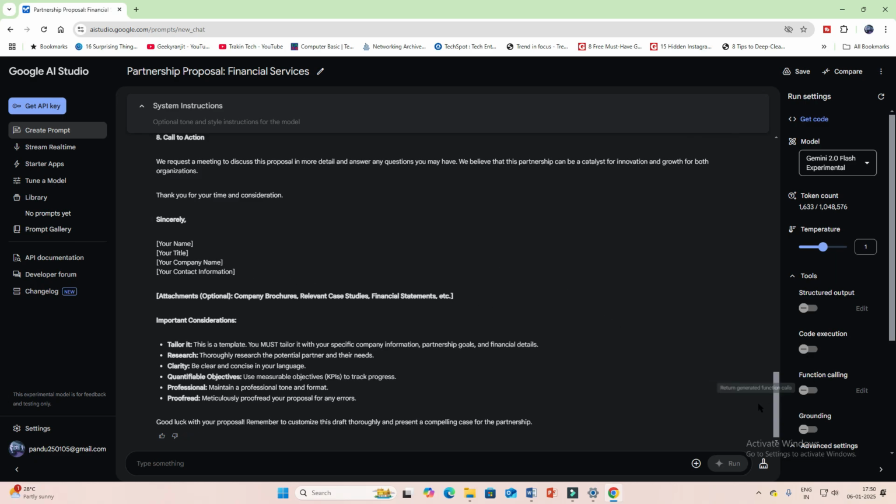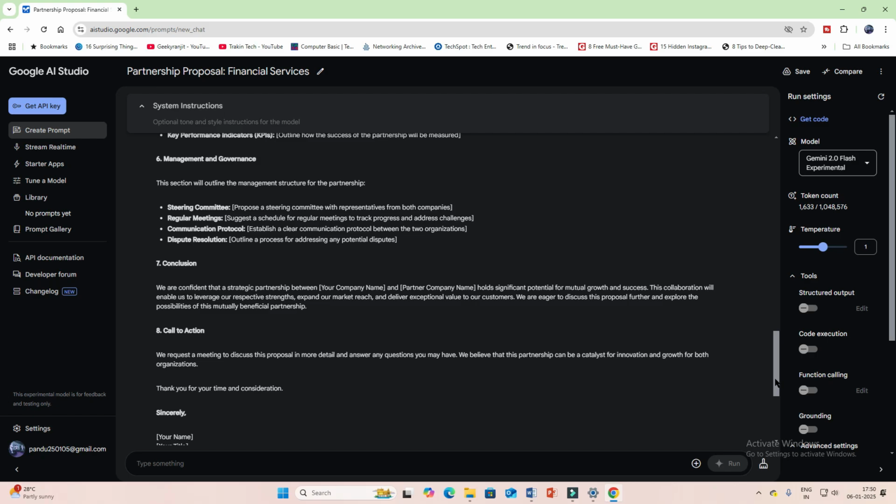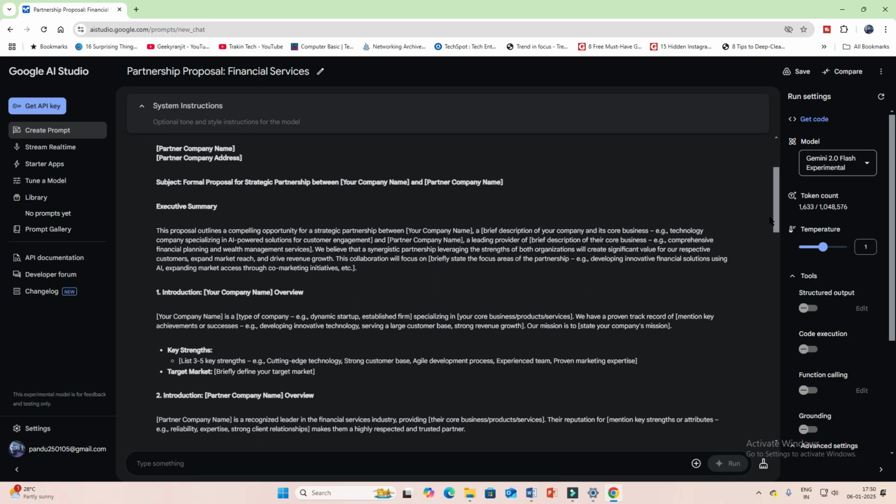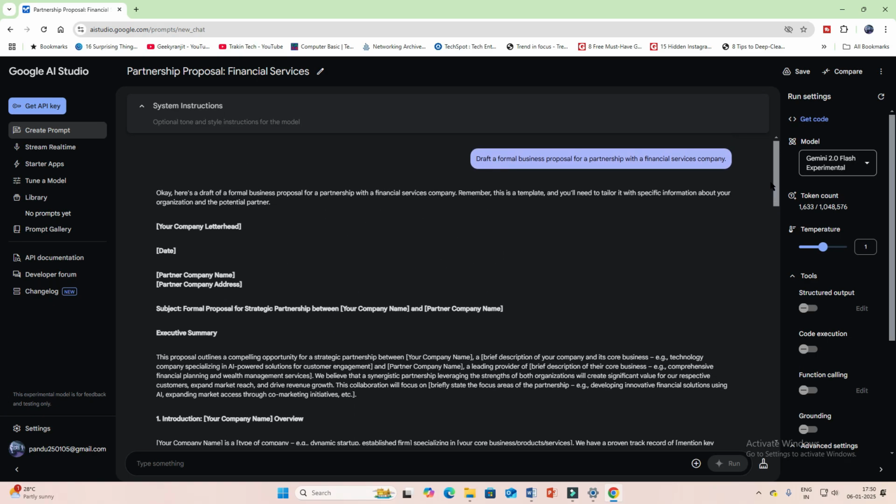You observe this prompt, how the clear-cut structure is given: the company letterhead, the date, the partner company address, the subject line, formal proposal strategy partnership between your company name and partner company name. Also the executive summary is given.